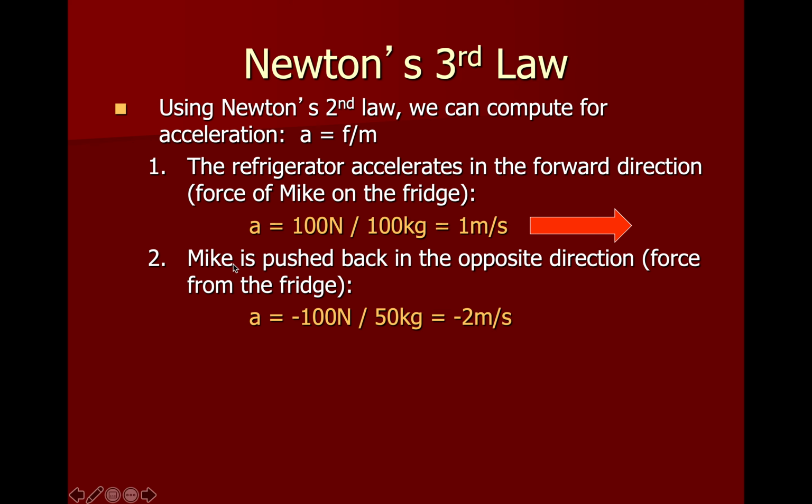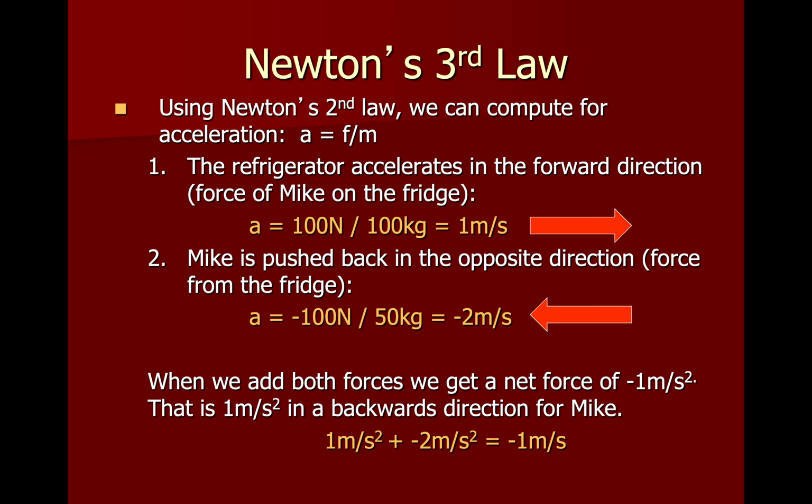So we know that the force is going to be negative, right? Because it's going to be an equal and opposite force. So using the third law, you should be able to plug this number in. It's going to be negative 100 newtons. And I use negative because it's going in the opposite direction. And the mass of Mike, again, that's given to you, is 50 kilograms. So now we divide 100 by 50, we get 2, or in fact, negative 2 meters per second squared. That means that Mike is being pushed and accelerating 2 meters per second squared in the backwards direction.